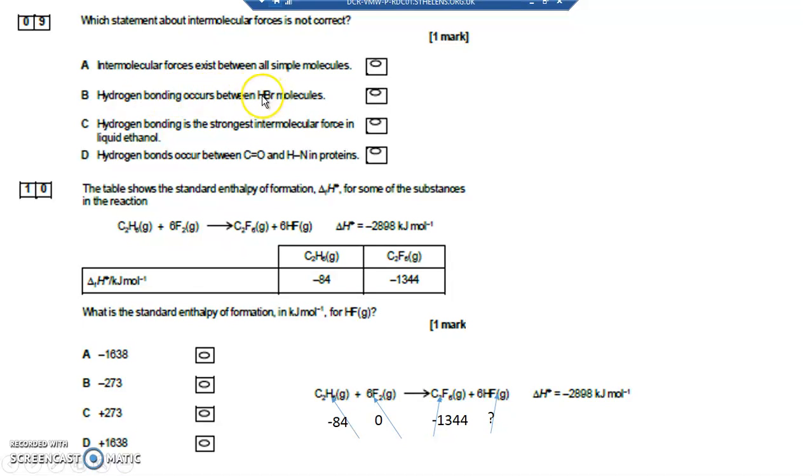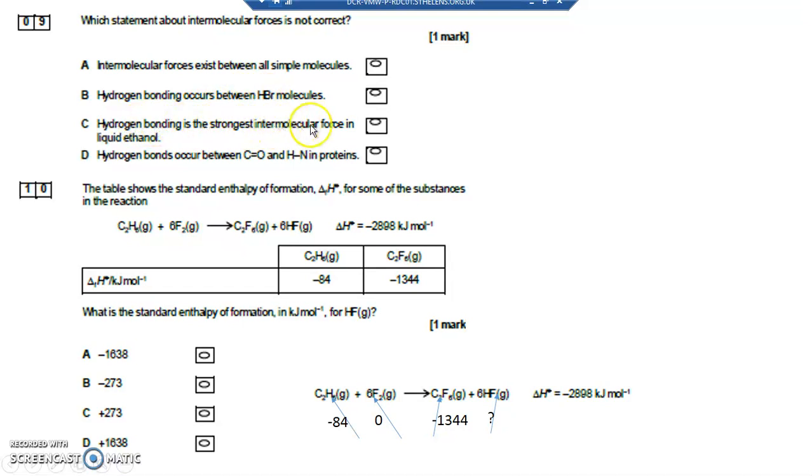Hydrogen bonding occurs between HBr molecules. No, you only get hydrogen bonding when you get a hydrogen bonded to an oxygen, a hydrogen to a nitrogen, or a hydrogen to a fluorine, and you get a large difference in electronegativities, so you get a large polarity, a large delta plus and delta minus, a large polar bond, and then the intermolecular bonds are strong between those large polar bonds in each of the different molecules. So B is incorrect. Let's just check though.